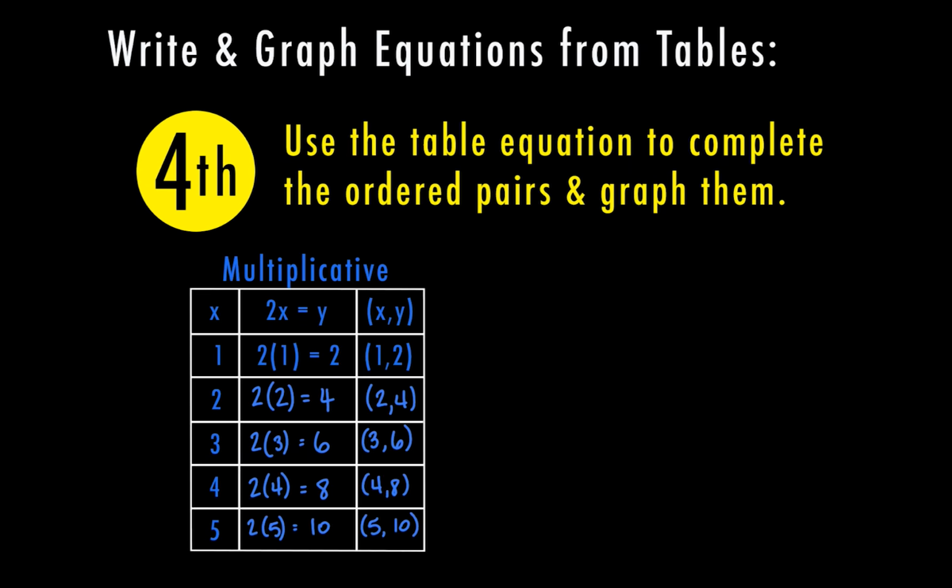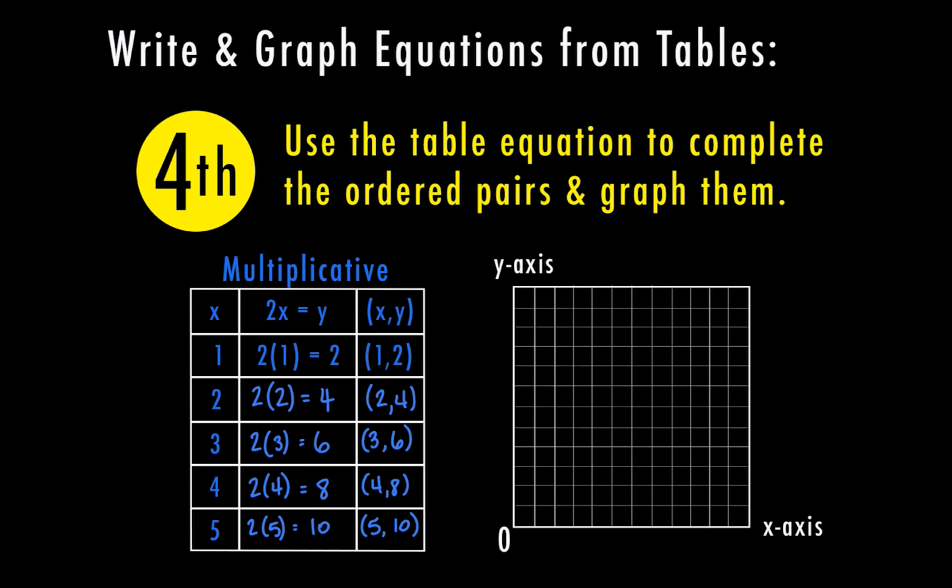Now we want to graph these on our graph just like we did for the last one. So I'm going to label my 2, 4, 6, 8, 10 just to make it simple. So now my first ordered pair is 1, 2. So I'm going to go right 1, up 2. My next ordered pair is 2, 4. So I'm going to go right 2, up 4.